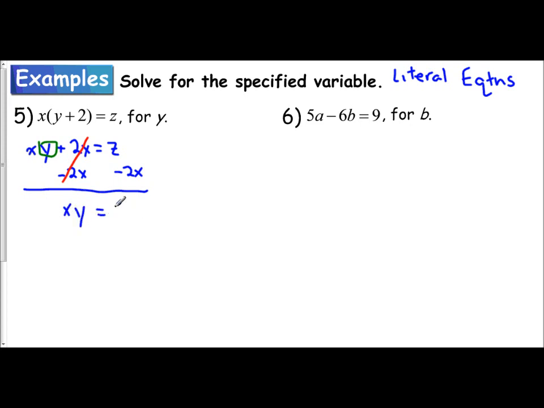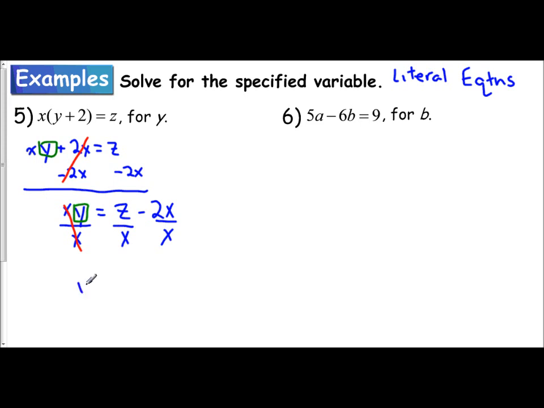And then I have z minus 2x on the right side. Still want to get this y by itself. So I'm going to get rid of the multiplication that's going on by performing division. So I'm going to divide both sides by x. Now when you divide the right side by x, you have to divide both terms by x. That allows us to cancel out the x here, because there's an x on top and the bottom.